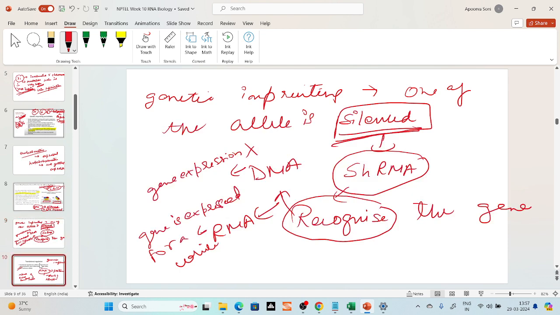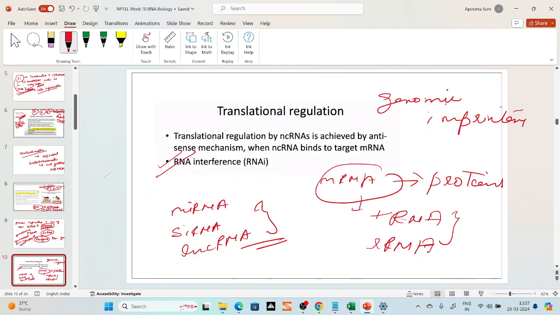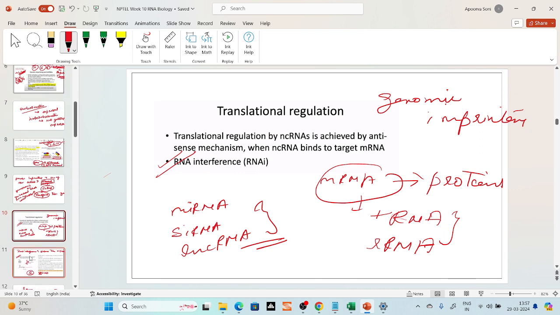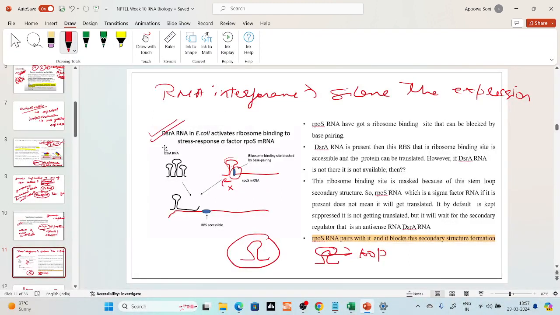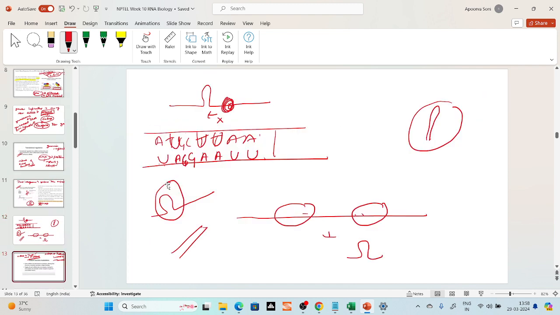Then we studied that inhibition or regulation can also happen at the level of translation, and that is known as RNA interference. Normally we know that RNA interference is responsible for the silencing of gene expression, and non-coding RNAs are involved in the silencing of gene expression. But in some cases, it can also activate gene expression, as in this case, where double-stranded RNA, when it binds, clears the ribosome binding site, and therefore translation can take place.